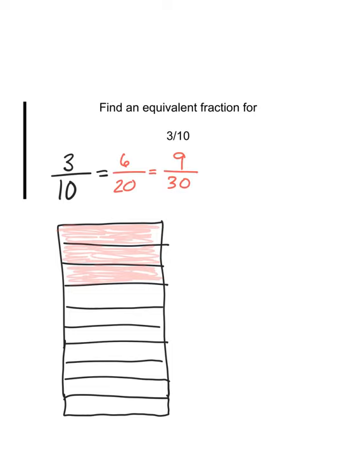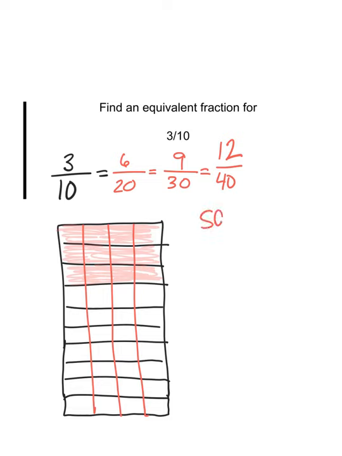I could also take my whole and divide it into 4 equal pieces. I would have 40 pieces all together with 12 of them shaded. All of these fractions have the same value as 3/10.